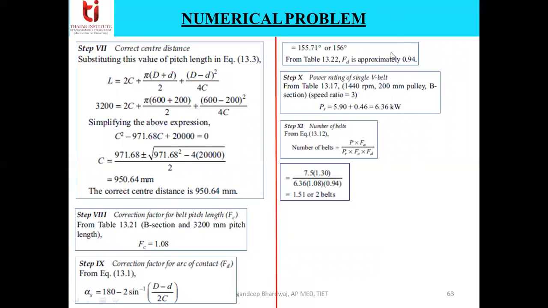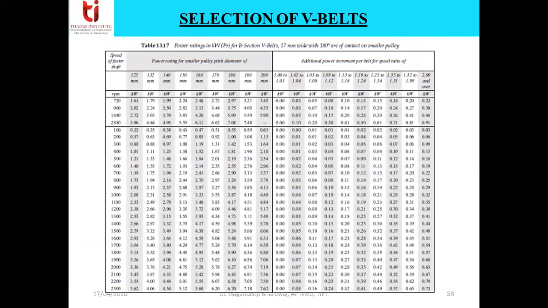Now the power rating of a single belt can be calculated from the table. Three parameters are required: RPM, diameter of the pulley, and the speed ratio. So we will move to table 13.37. 1440 is the speed of the faster pulley, and the pitch circle diameter of the smaller pulley is 200. So this value is 5.90.